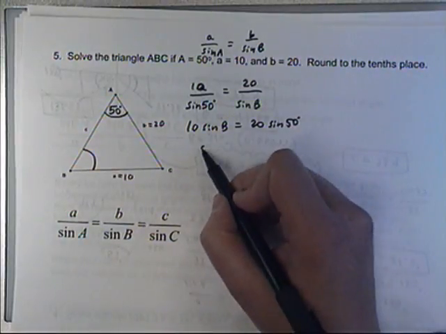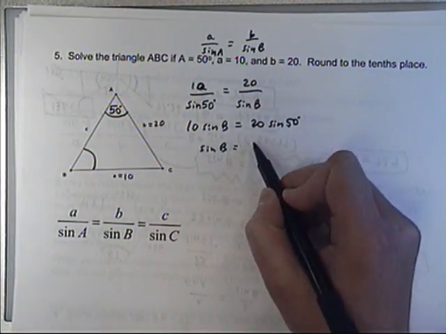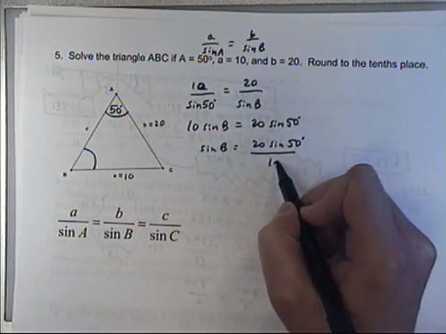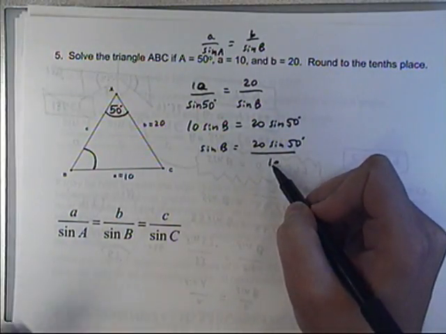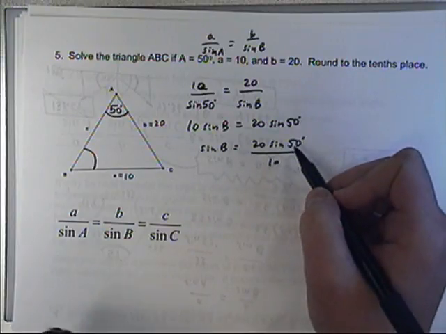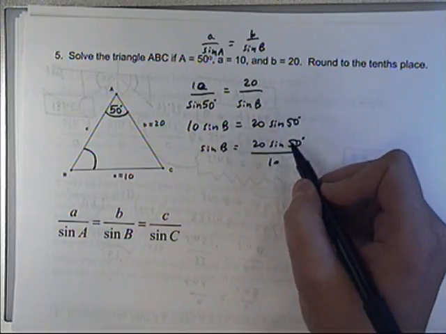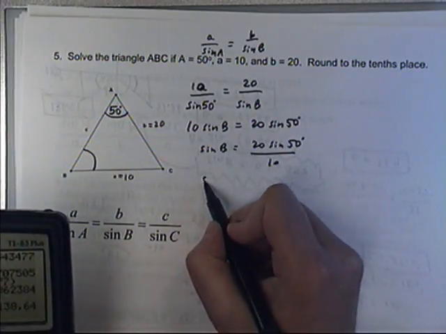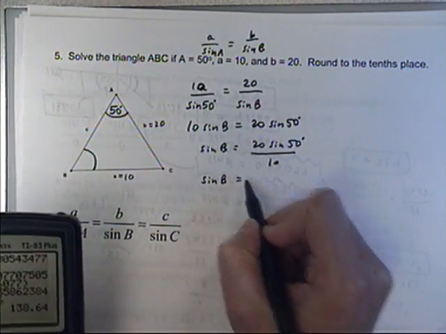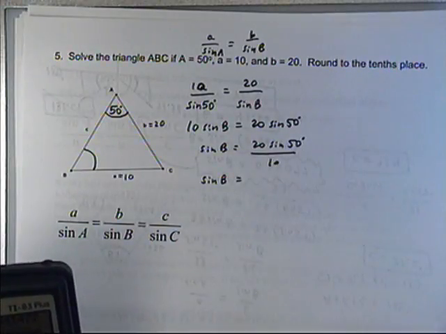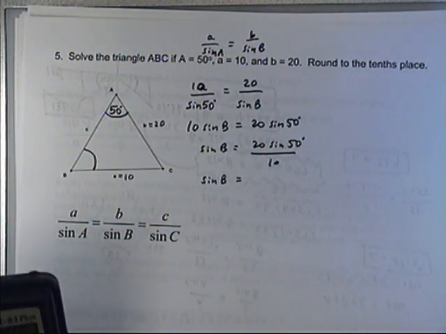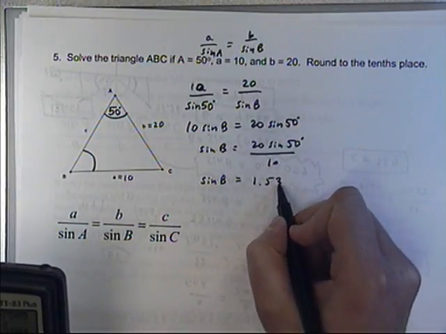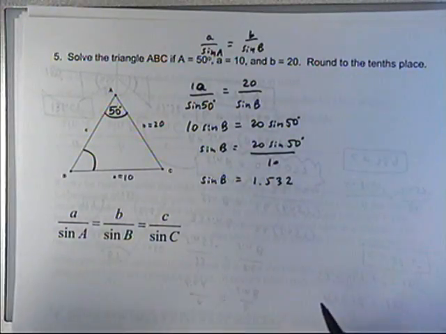And then if I divide both sides by 10. Now obviously 20 divided by 10 is 2, so you could take 2 times sine of 50, or you could just do 20 times the sine of 50 divided by 10. Either way, sine of B equals 1.5320 and then a bunch of 8s.